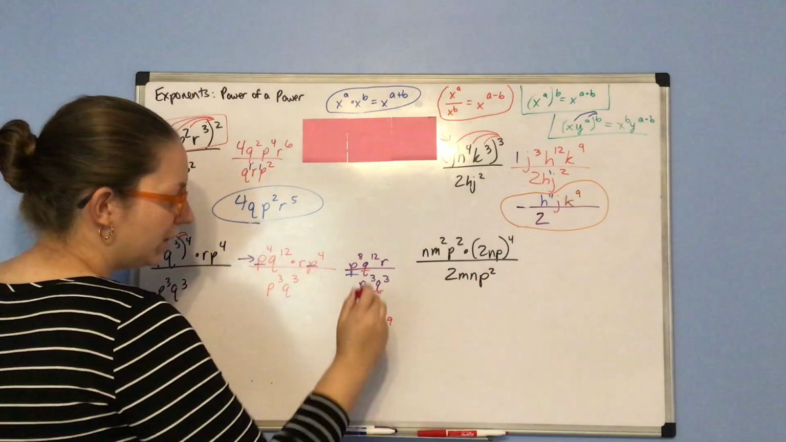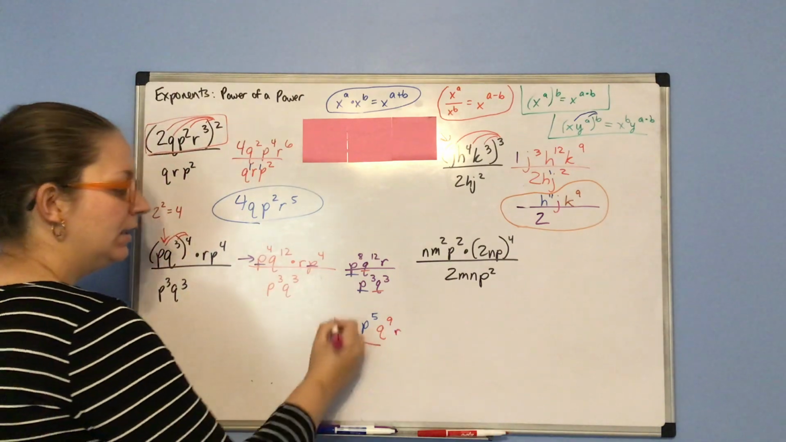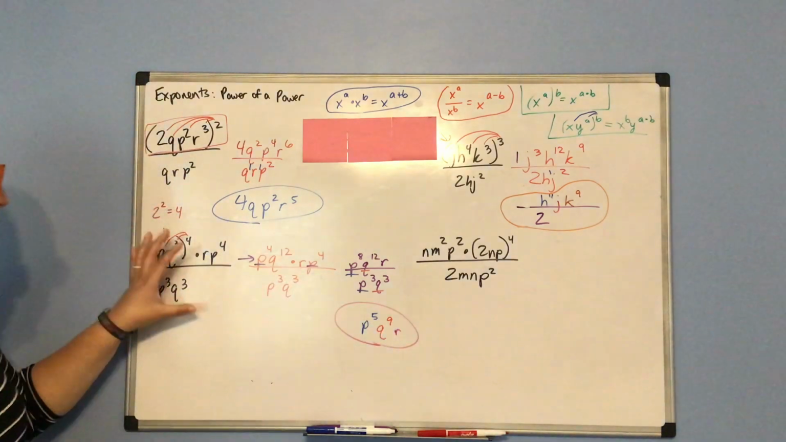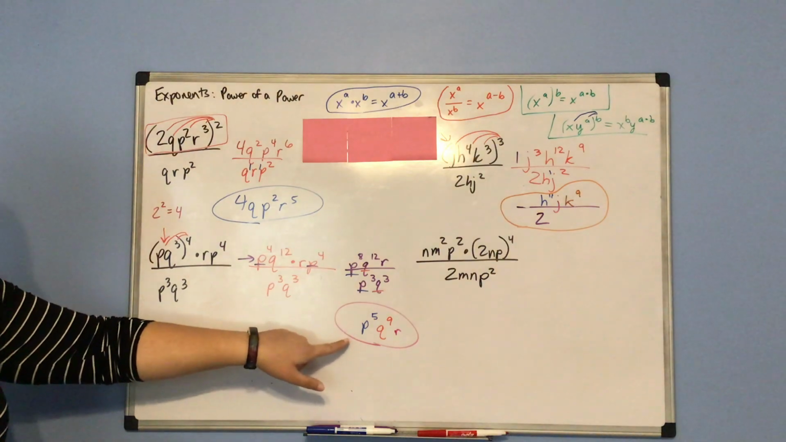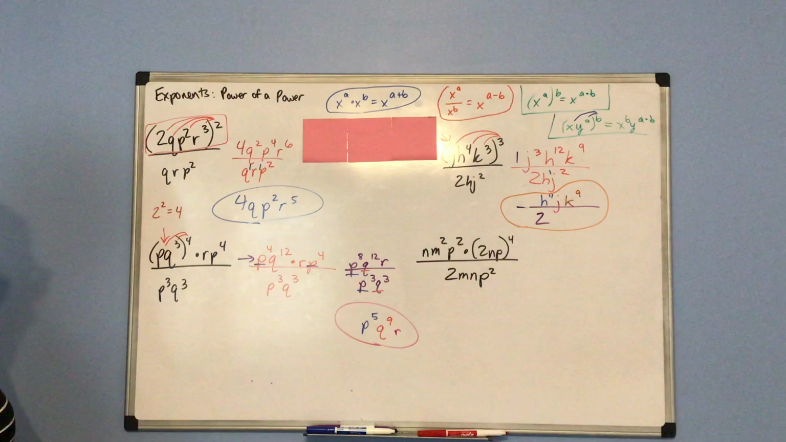And then r's, I only have one lonely r in that whole problem. It's going to stay what it is. So this right here is how this completely simplifies down. Notice that I only have one of each variable in my final answer, which is what we are after.